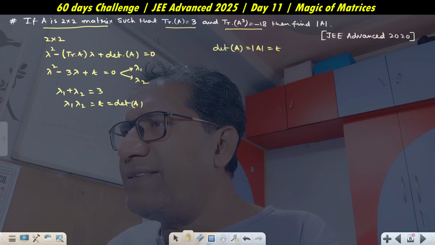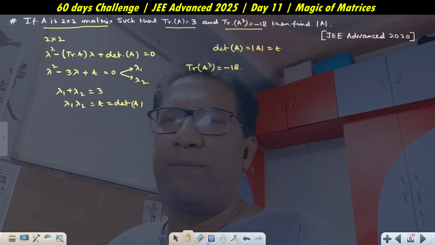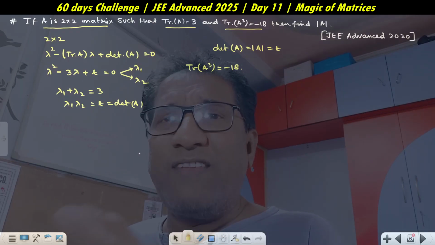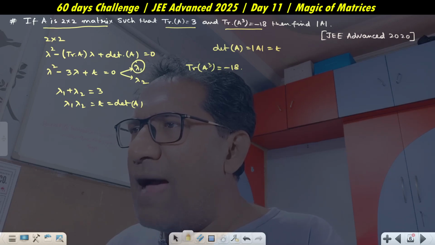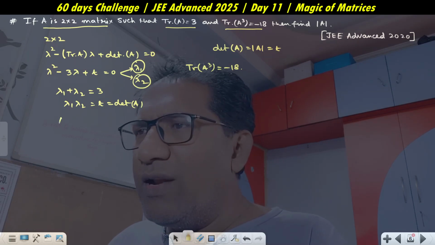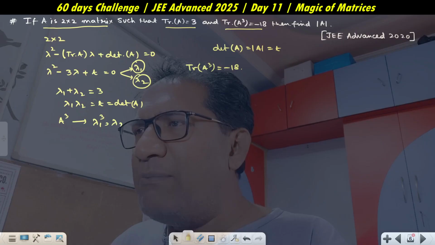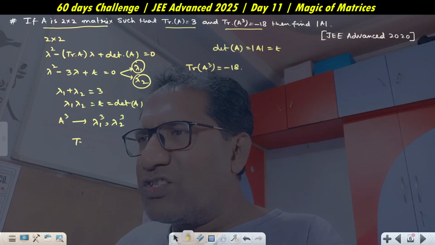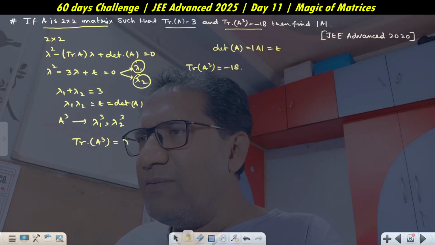Now, we have been told that trace of A cube is minus 18. Now, what are the eigenvalues of the matrix A cube? If A has the eigenvalues lambda 1 and lambda 2, your A cube will have the eigenvalues lambda 1 cube and lambda 2 cube. Yes or no? Therefore, what is trace of A cube? It is basically lambda 1 cube plus lambda 2 cube.